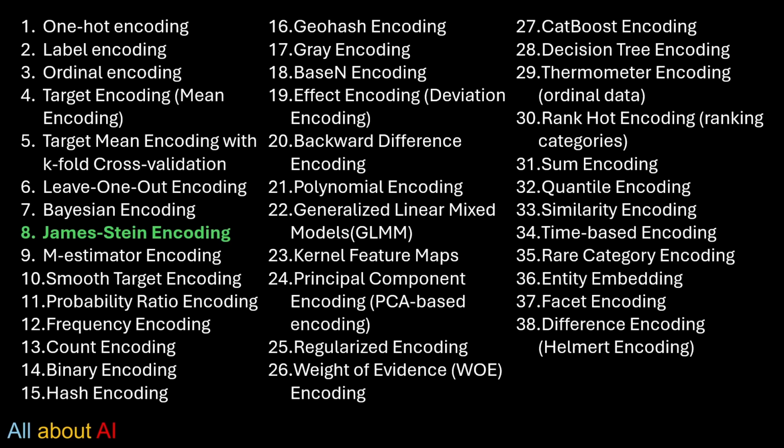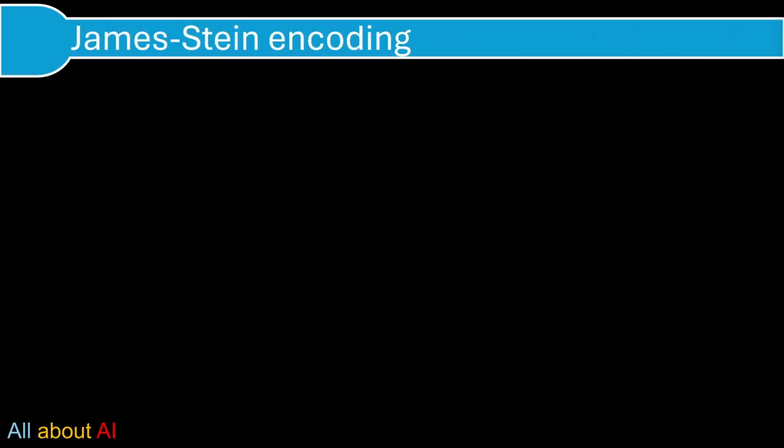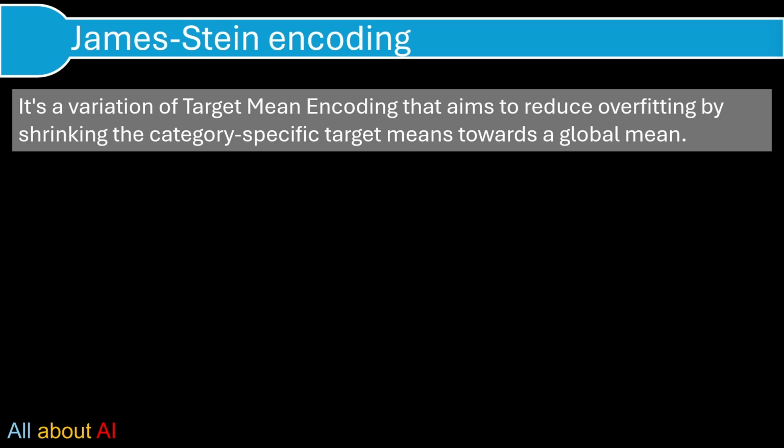James-Stein encoding. James-Stein encoding is another variation of target mean encoding. It aims to reduce overfitting by shrinking the category-specific target means towards a global mean.